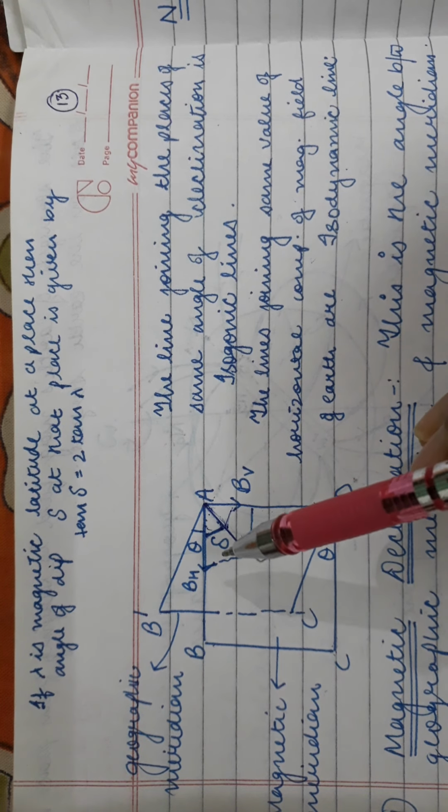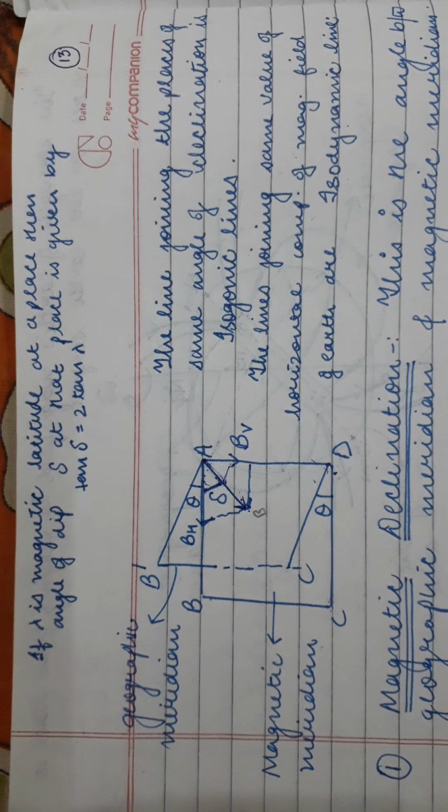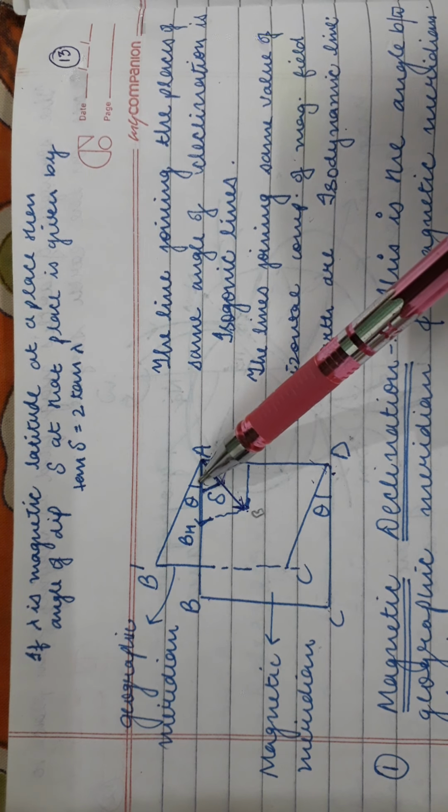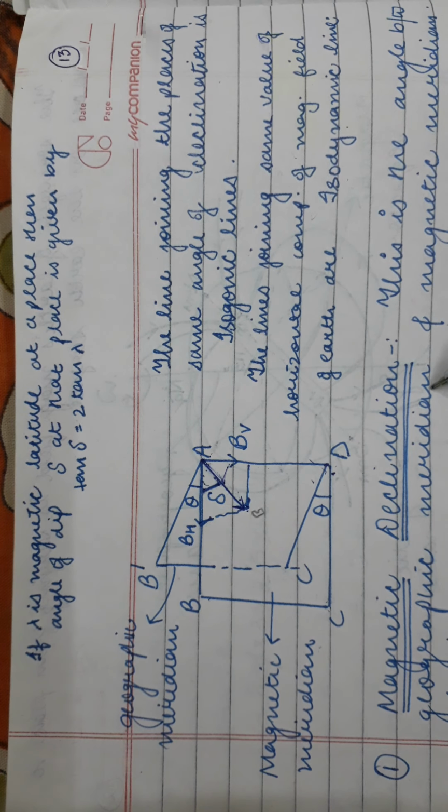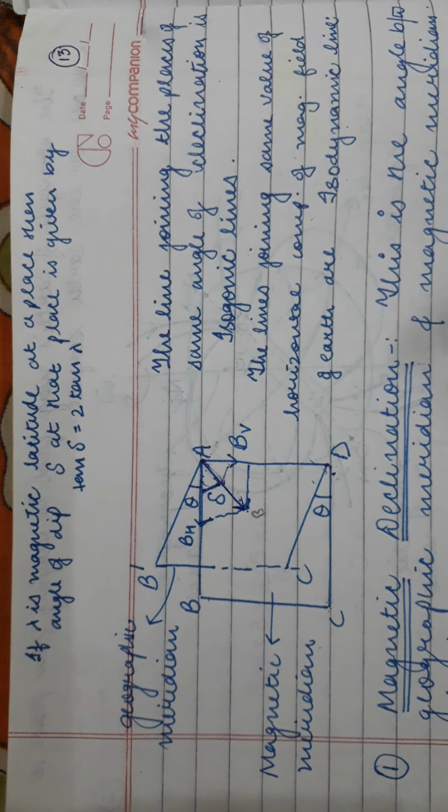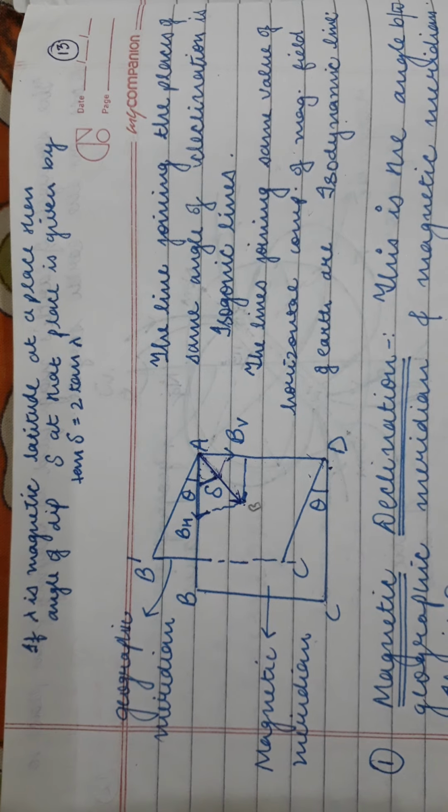Since I told you there is an angle between the geographic axis and the magnetic axis, therefore there is an angle between the geographic meridian and the magnetic meridian. That angle is theta. That is called magnetic declination. So this is the angle between the geographic meridian and the magnetic meridian. It is theta. And next is the angle of dip.